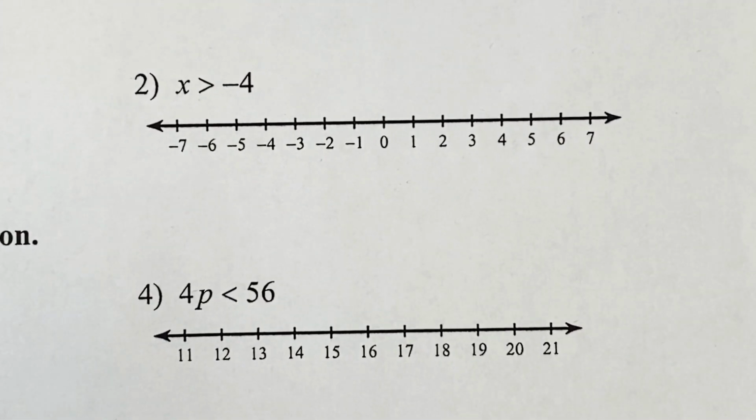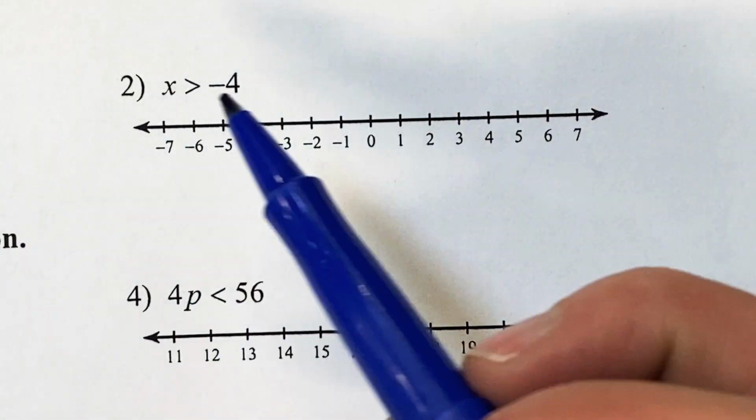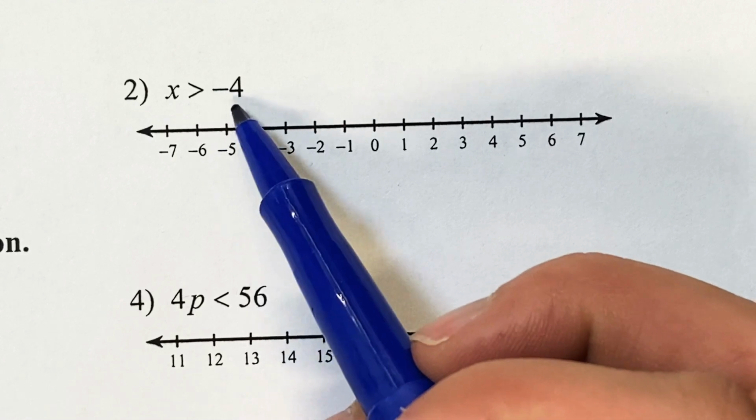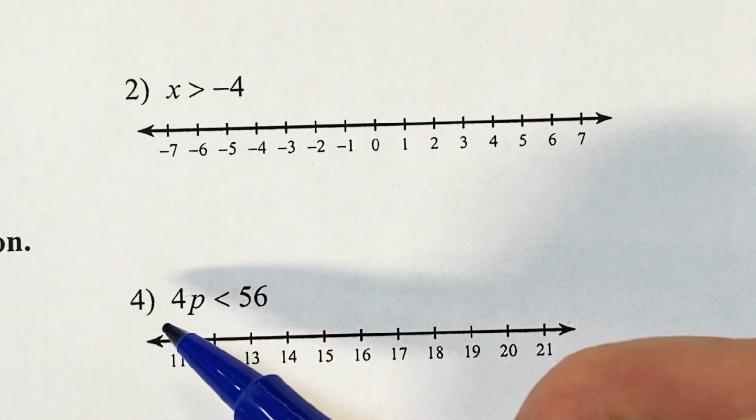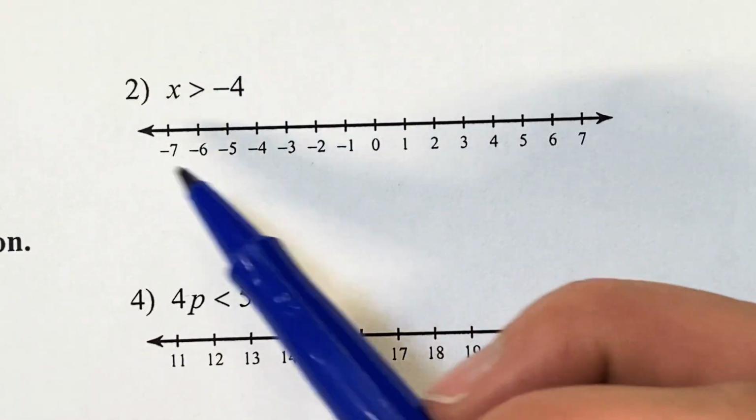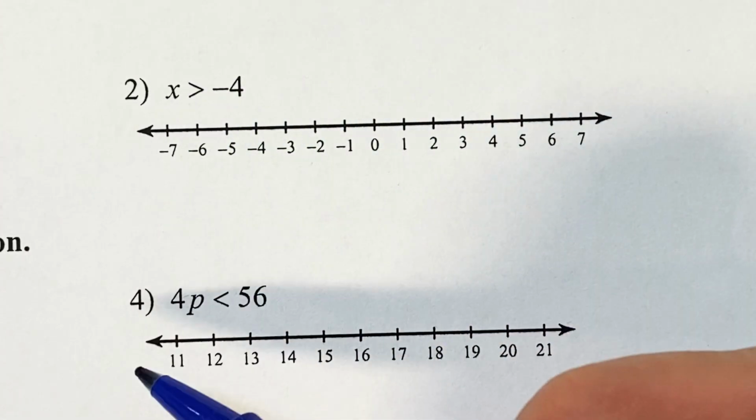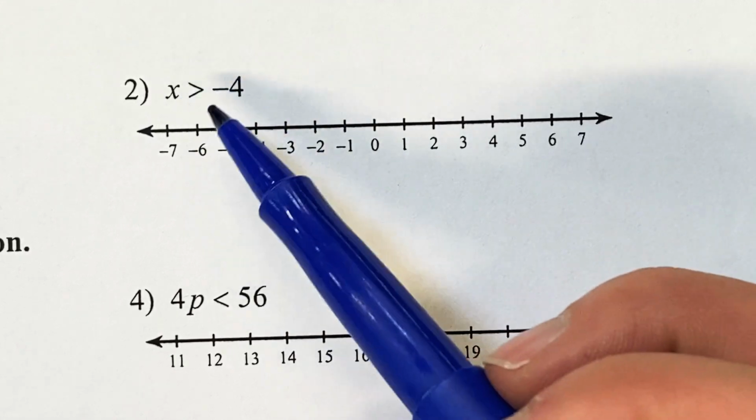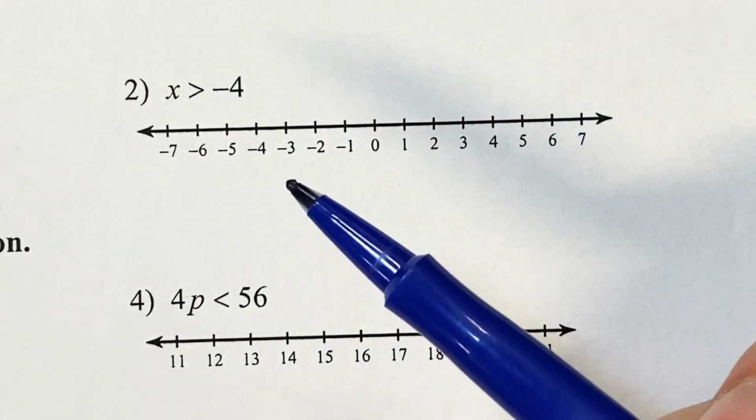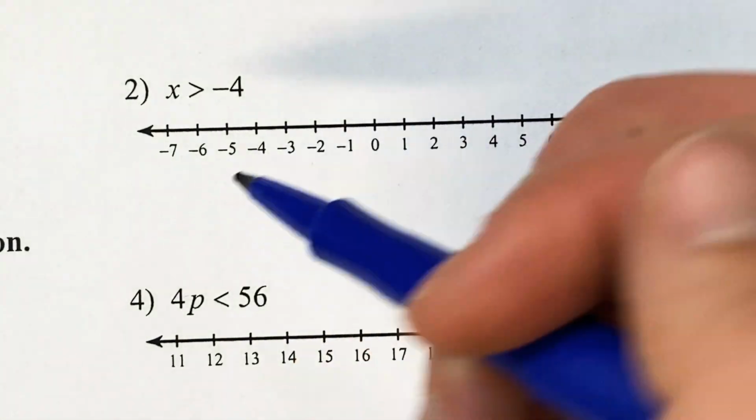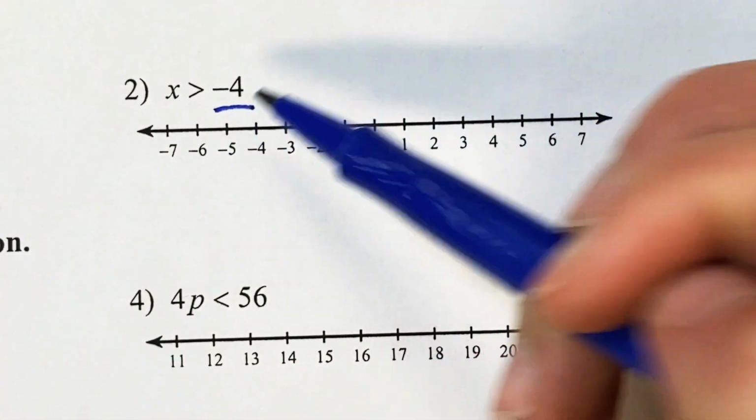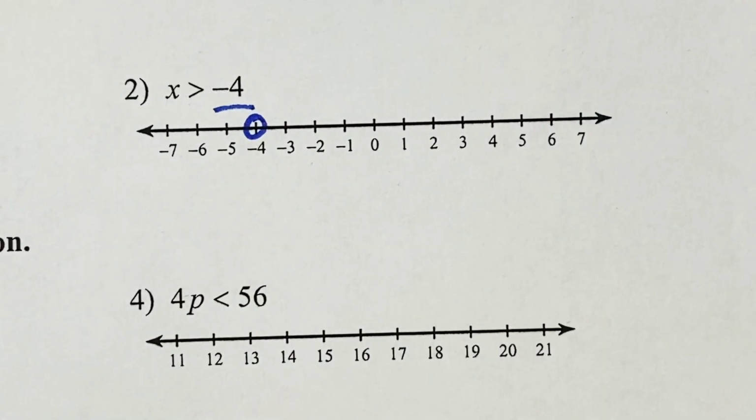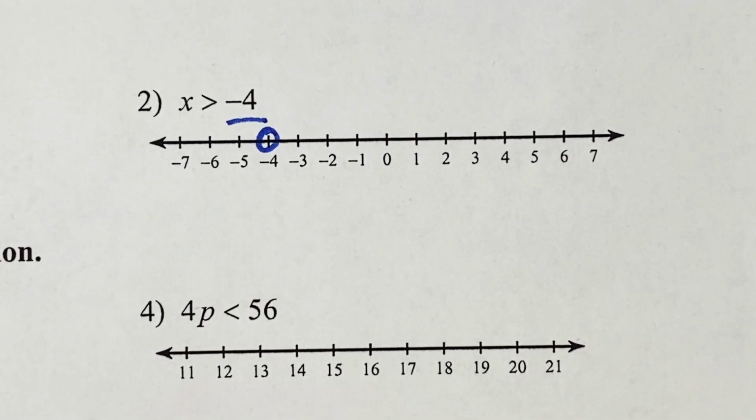So now let's look at number 2. Okay, number 2. We have x is greater than -4. So what point am I going to put on this number line, and what kind of point? First, starting off, is this going to be an open or a closed point? It's going to be an open point, right? It is going to be an open point at -4. So -4 right there.